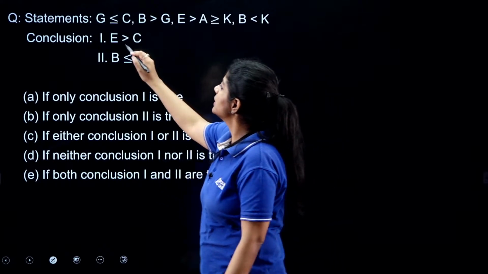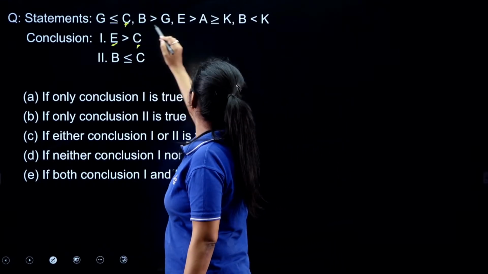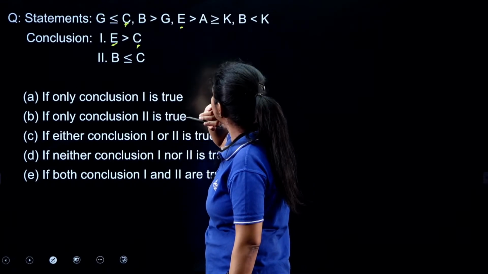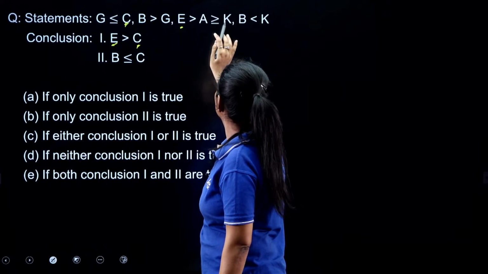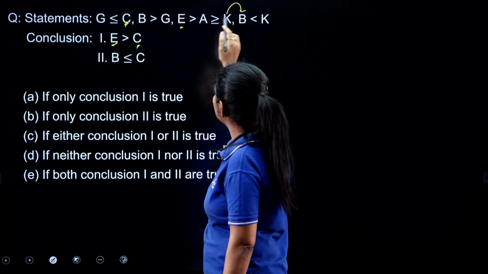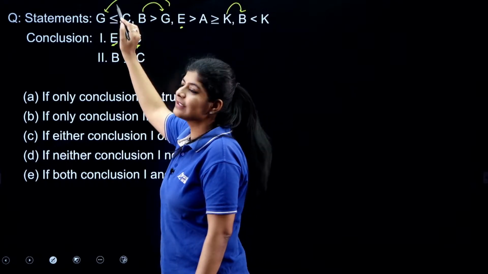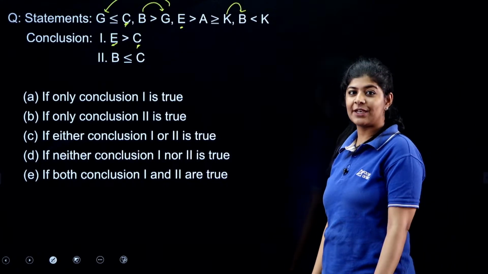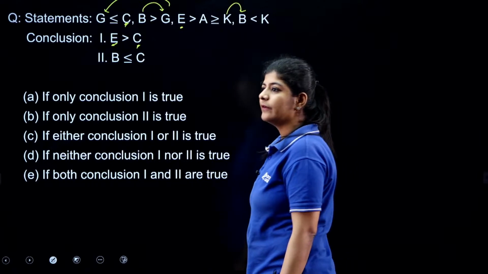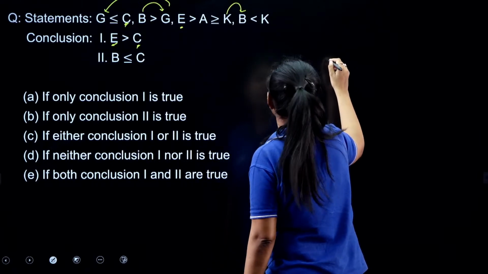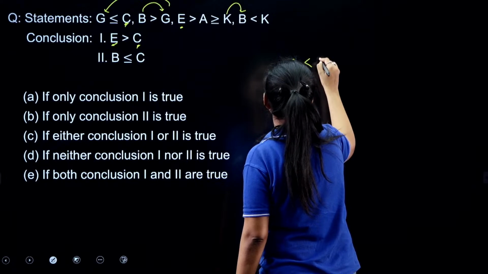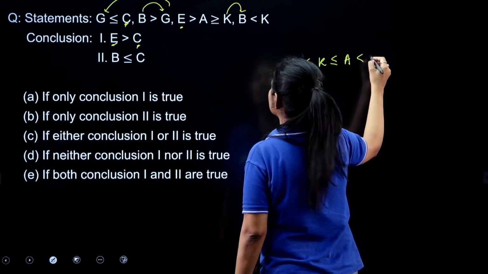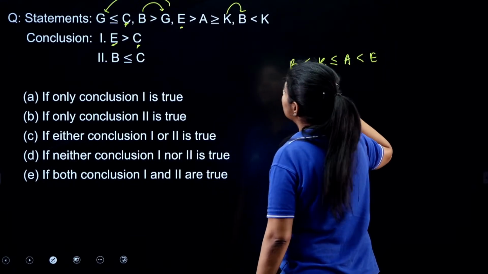So first conclusion, E and C. Here we are having C and here we are having E. The common element that we are having over here is A and K. Okay, so we need to connect first K with B, B with G and G with C. This is what we have to do. We have to take help of each and every statement that we are having. So first we will try to write down the combined arrangement. So B is less than K, and K is less than or equal to A, which is less than E, right?